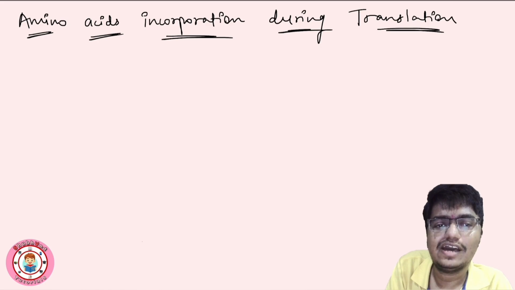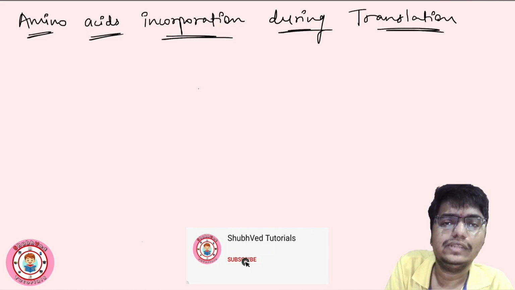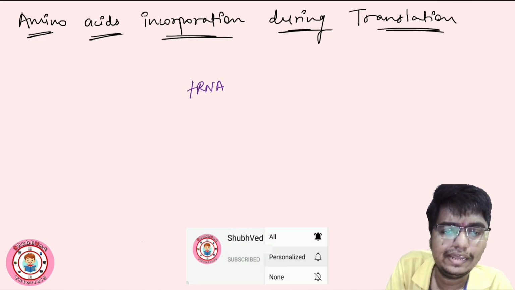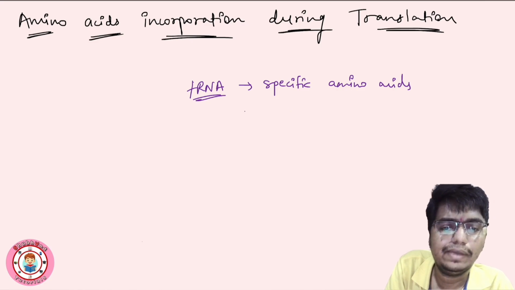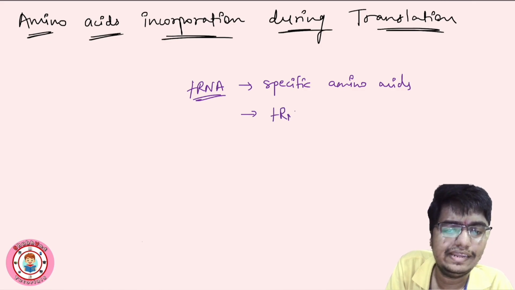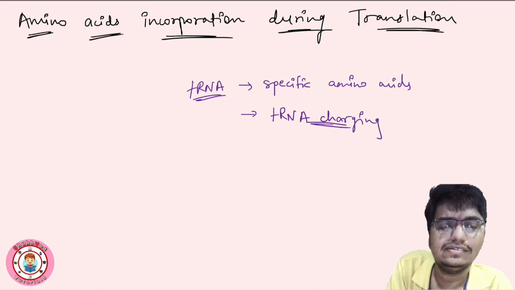In this video, we are discussing amino acid incorporation during translation. We know that tRNA brings specific amino acids, right? And when amino acids bind to tRNA, that is known as tRNA charging. tRNA charging means the process in which an amino acid is attached to the tRNA. In that video we have discussed this process in detail.